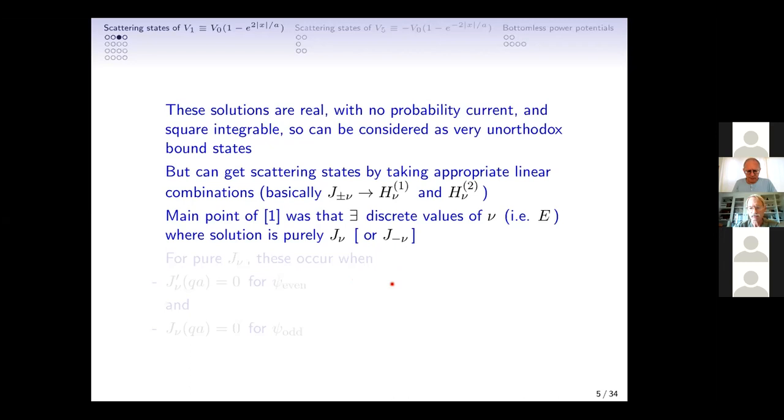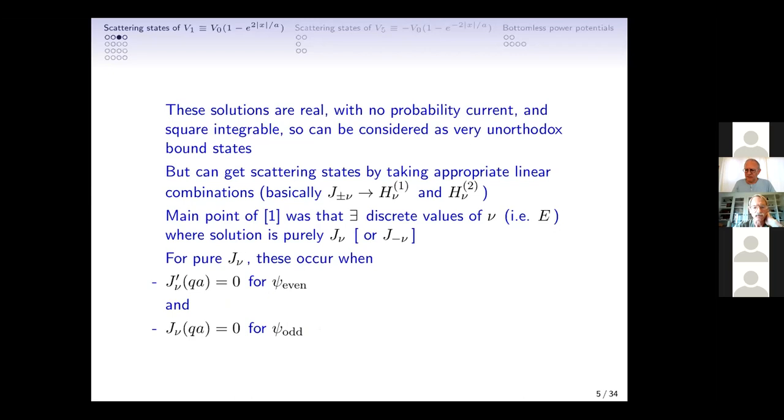So if you want pure J nu, which they did, they occur in two cases. If you're talking about psi even, they occur when J prime nu, the derivative of J at QA, is zero, and for the odd case, they occur when the Bessel function itself vanishes.